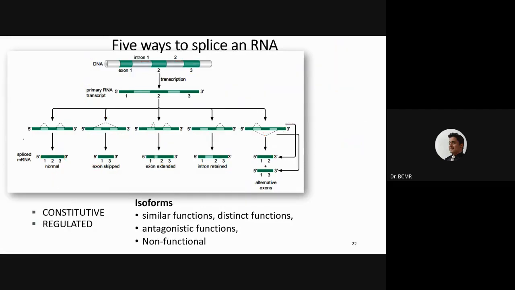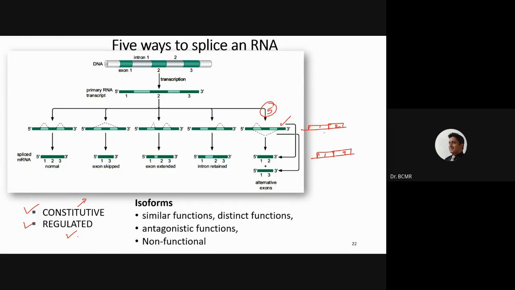Here are 2 words that I want you to remember: constitutive and regulated. Constitutive means it is continuously happening. Regulated means the factors that are present will decide whether the splicing should happen or not. I will take the example of the 5th case here. Constitutive means this transcript is produced continuously, and some of the transcripts will splice 1 and 2, and some transcripts will splice 1 and 3. That is constitutive. No factors are involved. It is random, whichever happens.